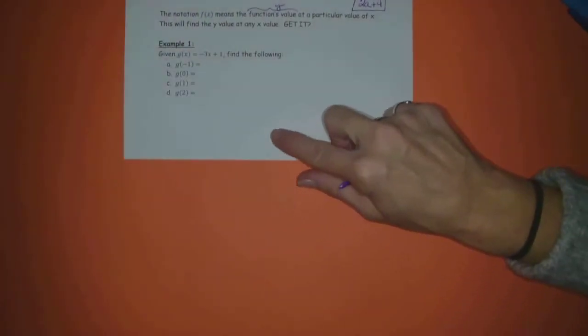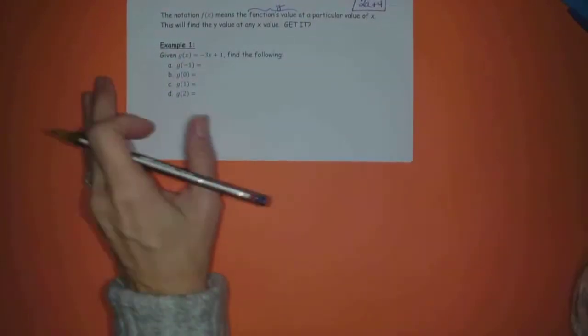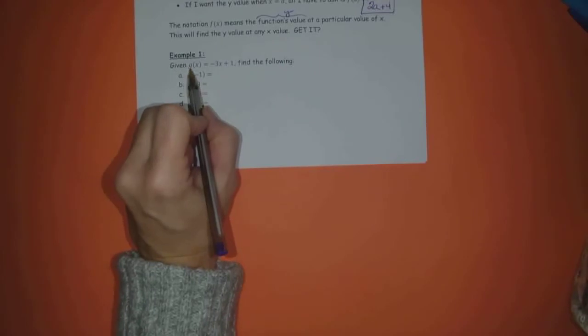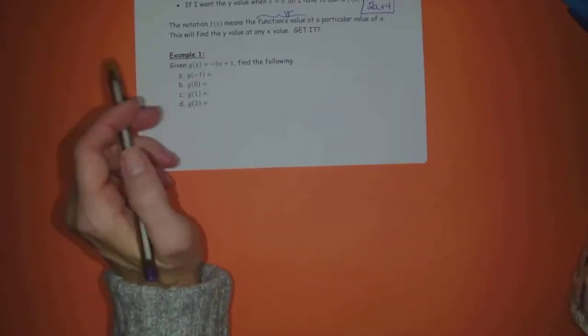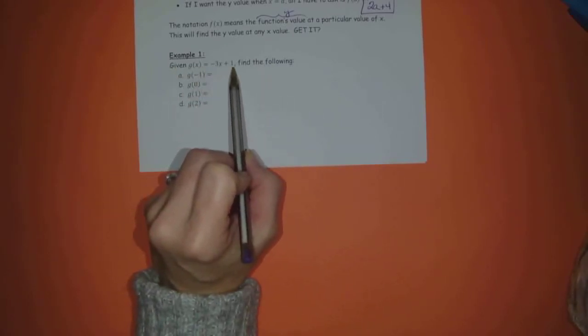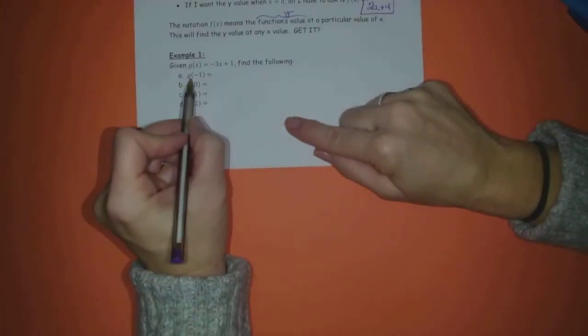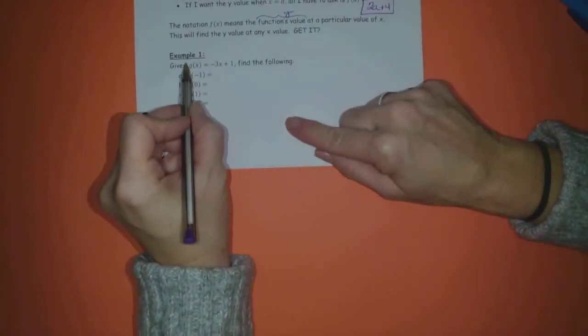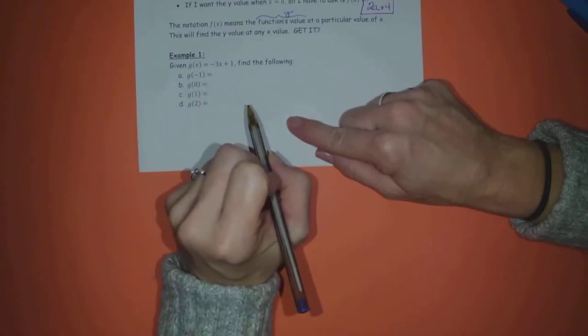So let's look at example 1 down here. It says given g of x. Okay, they switched the letter on me. That's the cool thing. You can do any letter you want. G of x, f of x, h of x, s of x. You can do anything you want. So given g of x equals negative 3x plus 1, we're to find the following. Okay, so they want g of negative 1. The function when x is negative 1. That's the y value when x is negative 1.